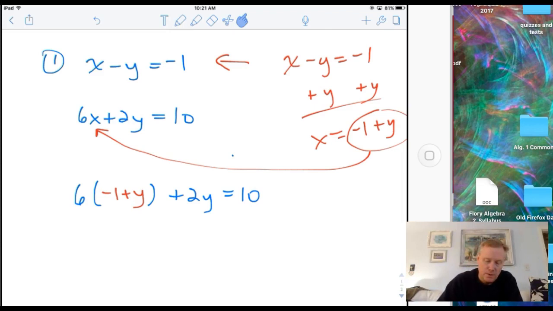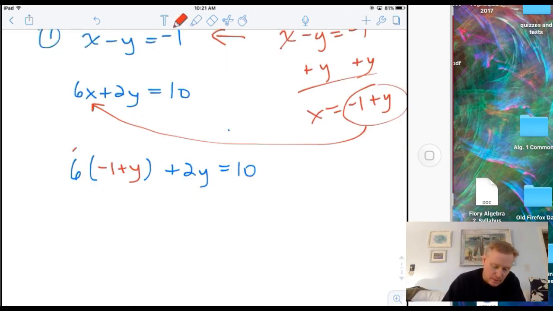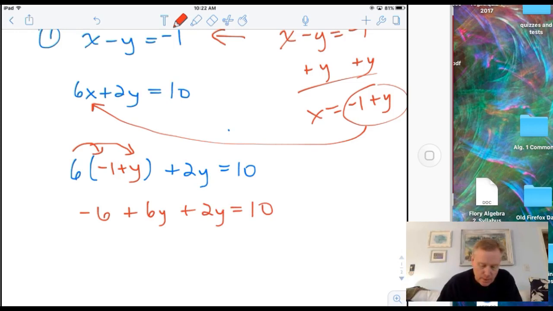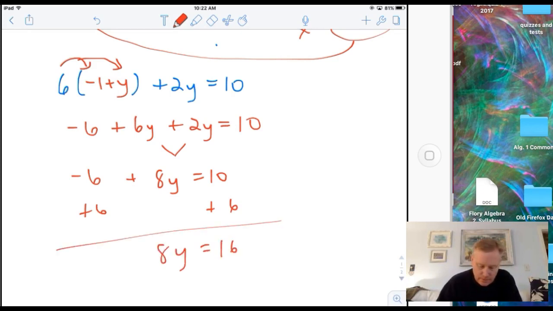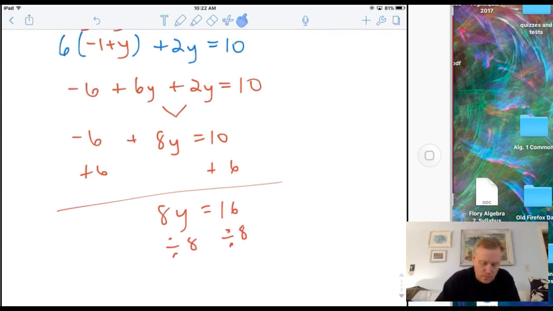And now I take a look at my equation. I have just one variable, which is good. Now I can solve this out and I'll get my first answer. 6 times -1 is -6. 6 times y is 6y. Now I can combine like terms. 6y plus 2y is 8y. And then I can add 6 to both sides. I get 16. Whoops, a little ahead of myself. 8y equals 16. Divide by 8. y equals 2. And that's my first answer.